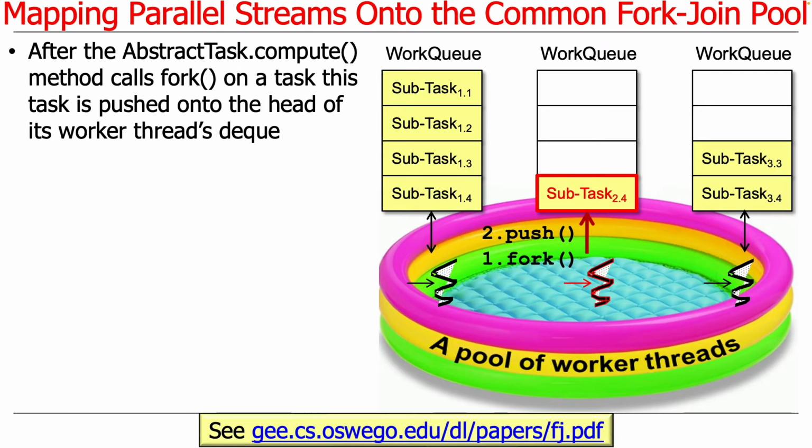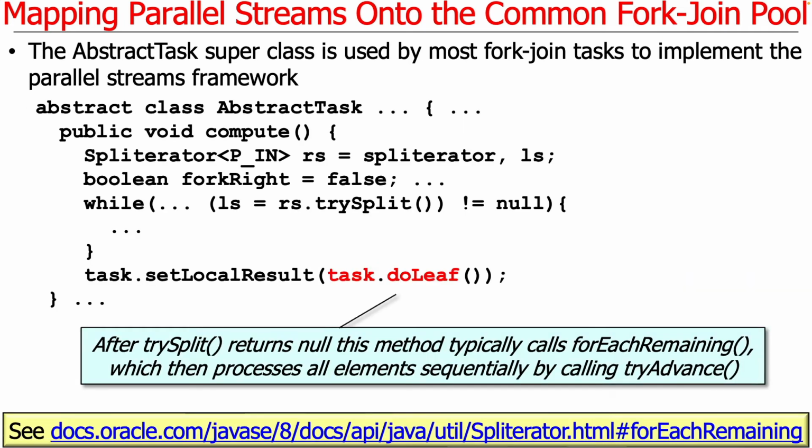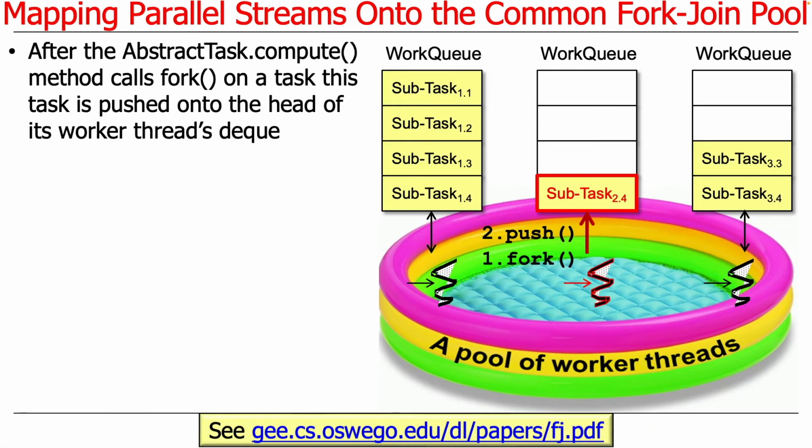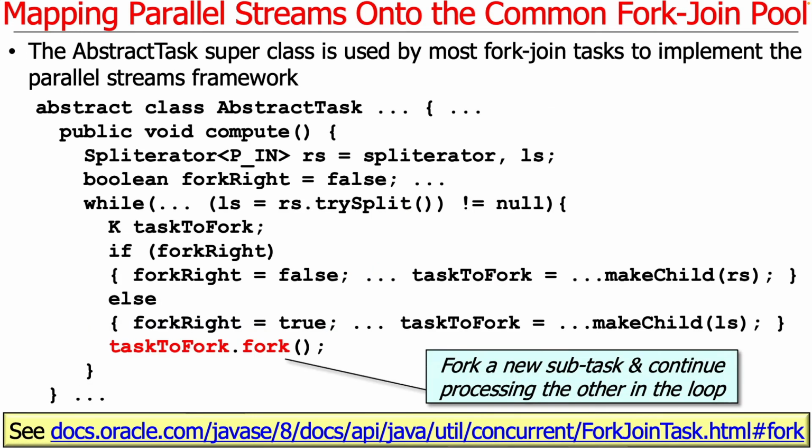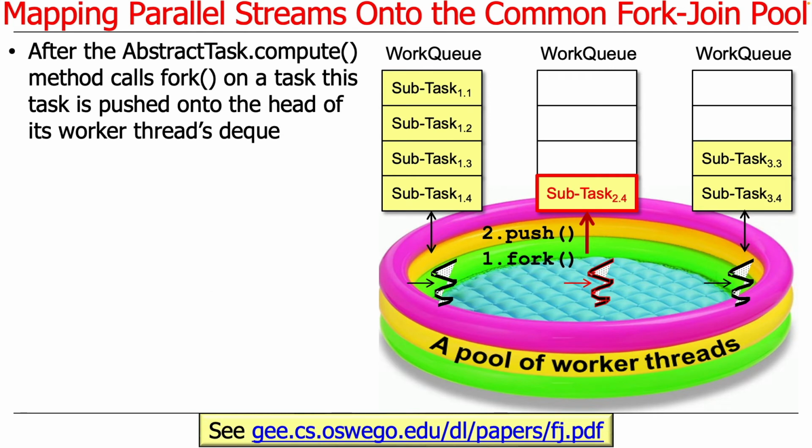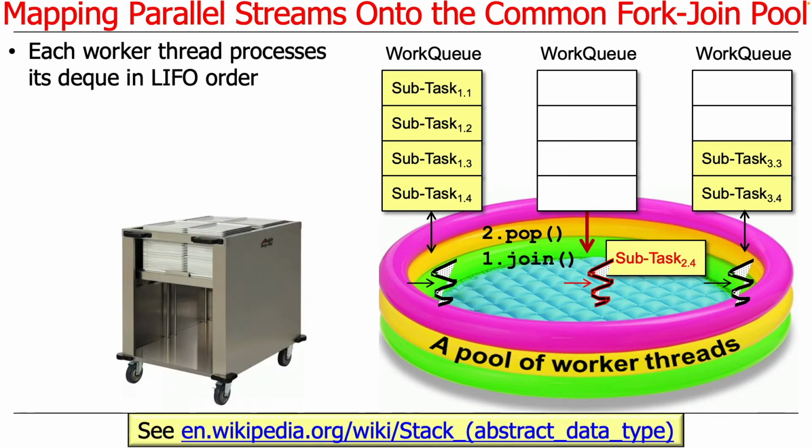So after the abstract task compute method, which we just saw, calls fork on a task, this task is pushed onto the head of its worker thread's deck. The logic that we just saw is going to run in some worker thread in the common fork-join pool, and whenever fork is called, it's going to push that task. In other words, down here, when we say tasks to fork.fork, that's going to push the task onto the calling thread's, that worker thread's, deck. It's work queue, as it's called.